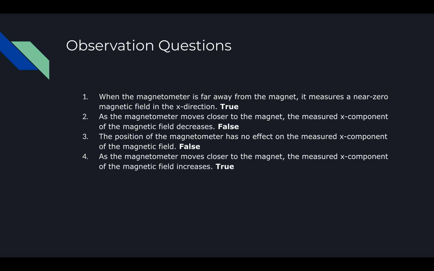So some of the observation questions from the experiment. When the magnetometer is far away from the magnet, it measures near zero magnetic field in the x direction. This is true. As it moves closer to the magnet, the measured x component of the magnetic field decreases. This is false. It has no effect on the measured x component. We can clearly see from the graph that this is false. And as it moves closer to the magnet, the x component increases. That is true.